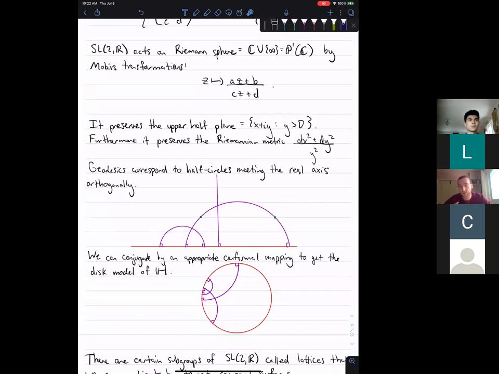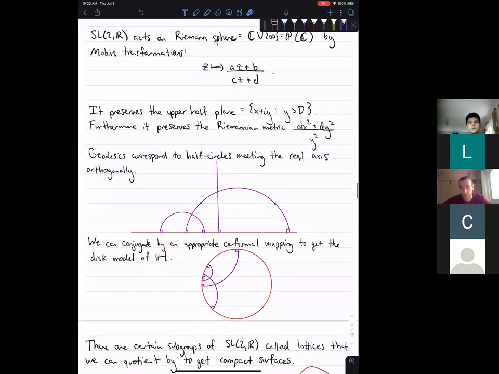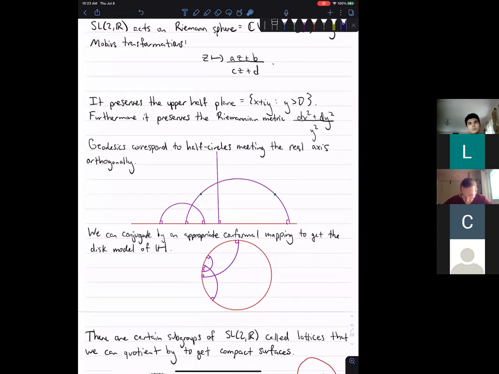But what's more is that this action also preserves a certain Riemannian metric on the upper half plane, which here I've written as this formula, dx squared plus dy squared over y squared. How you should interpret this formula is, if I'm at a point in the upper half plane and I take a vector, I look at the x plus iy coordinates, and I look at the length of this vector as if it were a normal vector measured the normal way in R2, but then I scale it by a factor of 1 over y squared. And that's my new way of measuring the size of vectors.